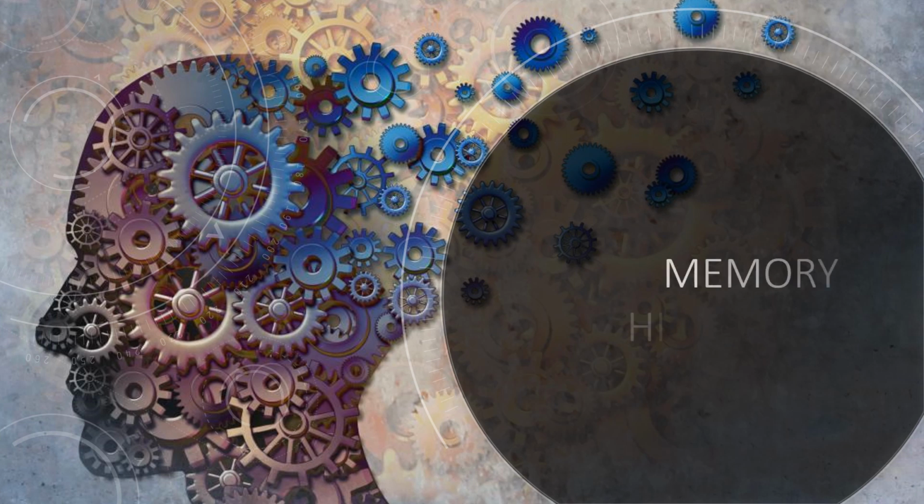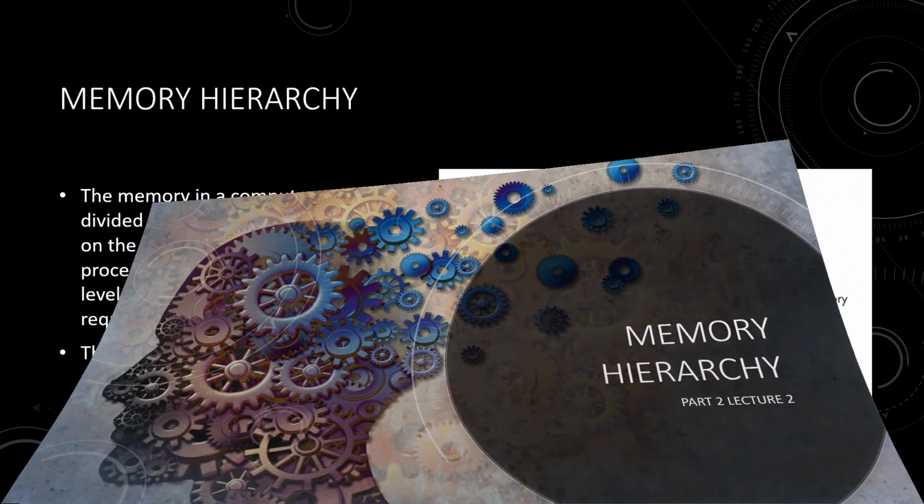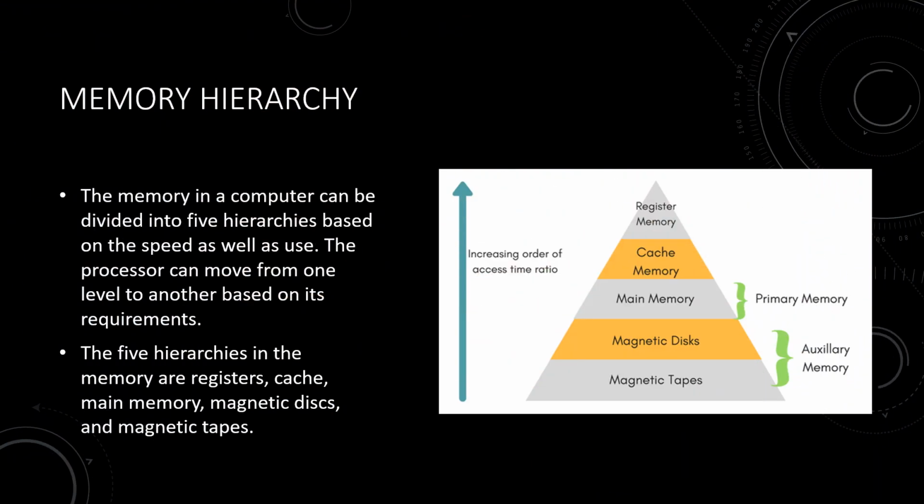Management. And today we are going to discuss memory hierarchy. The memory in a computer can be divided into 5 hierarchies based on the speed as well as the use. The processor can move from one level to another based on its requirements. The 5 hierarchies in the memory are registers, cache, main memory, magnetic disks, and magnetic tapes.